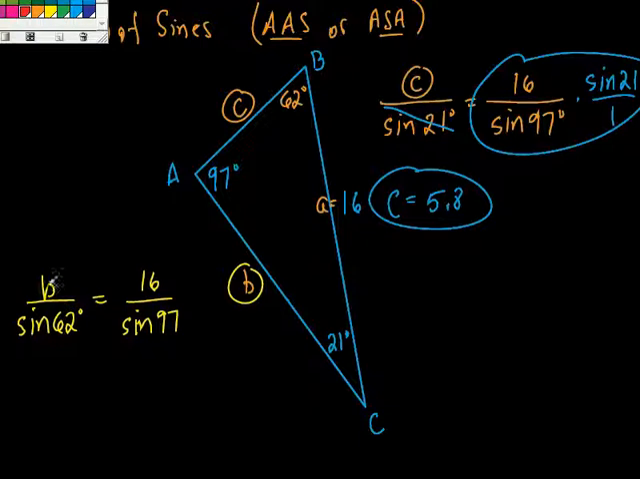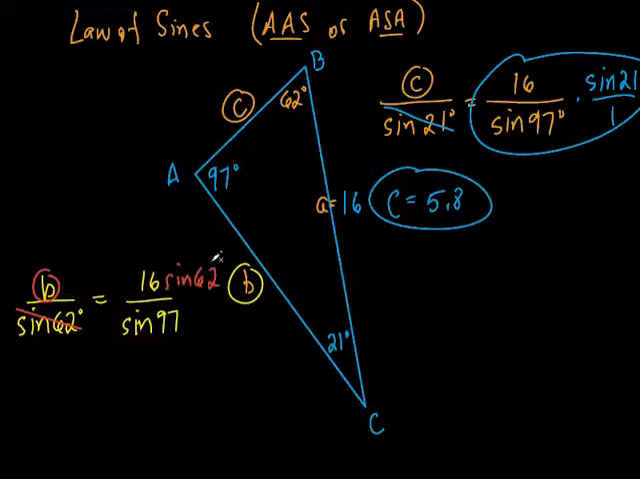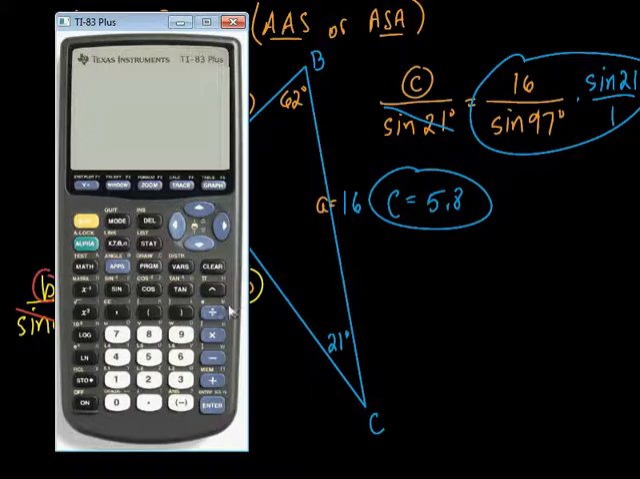All right, so I got to get B by itself. How do I do that? Multiply both sides by the sine of 62. So I come over here and multiply that by the sine of 62, plug that in my calculator, and I'm good to go.